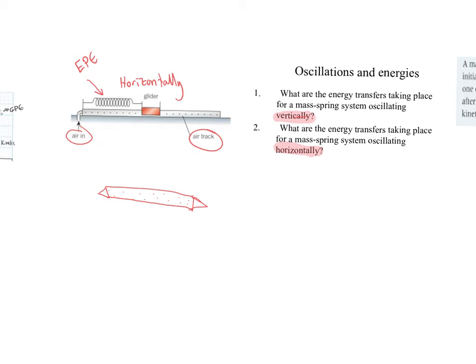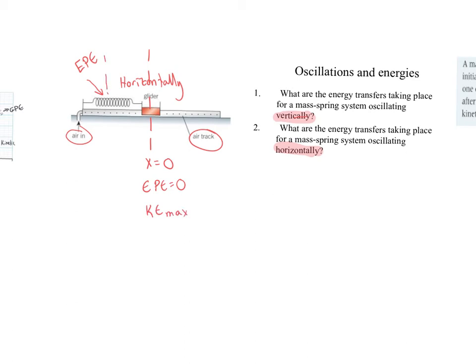Now, when the glider, let's say this is its x0, this is before it moves or is disturbed to start oscillating. Now, if it's in that position, then we definitely know that there is no elastic potential energy yet, because it's not moving, it's in this equilibrium position. But that's the point where you will have the maximum kinetic energy.